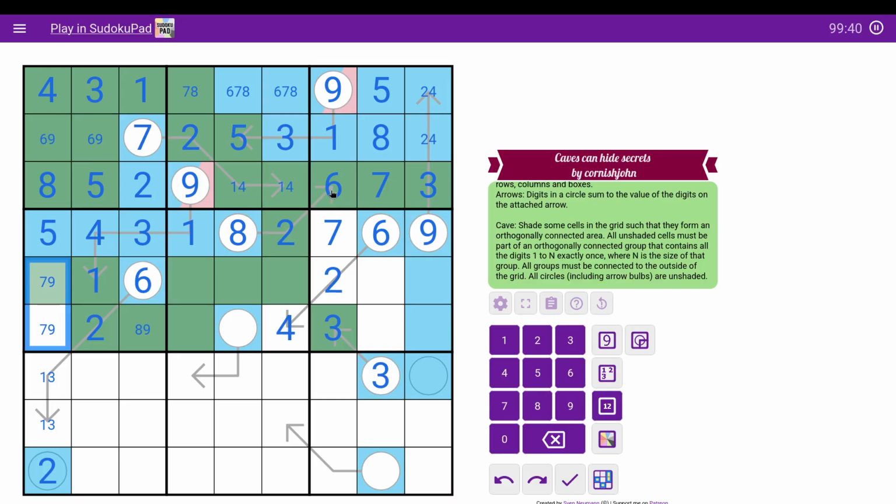Is that really? Did I? Hang on. Did I do that right? 7, 8, 9 was left over. 8 had to go there. Yeah, that looks right. Six, 7, 8 still ambiguous. 3, 4.